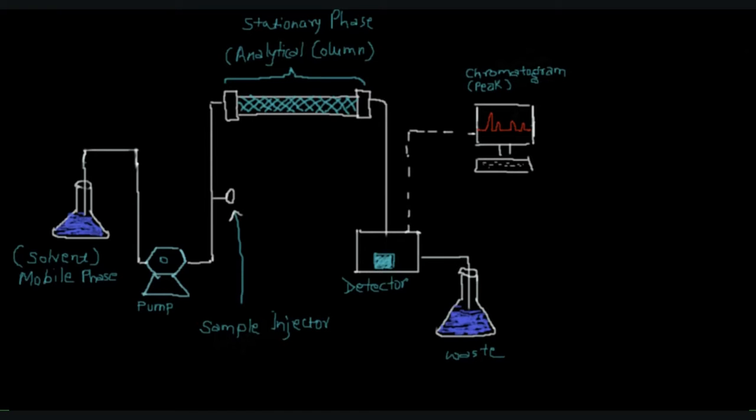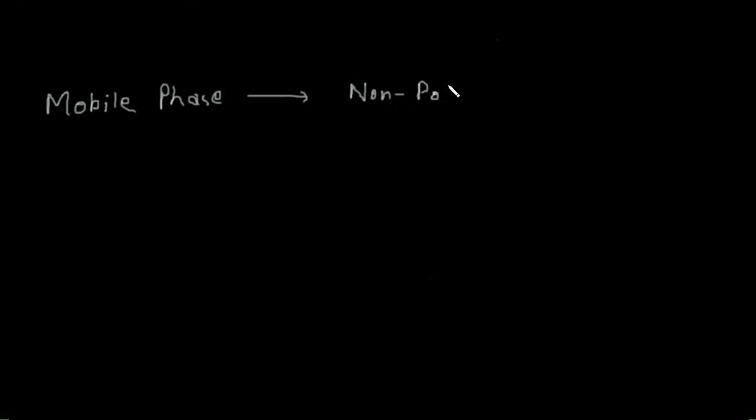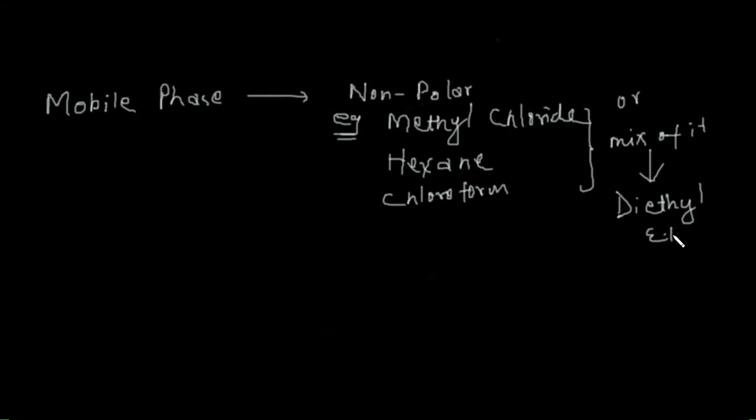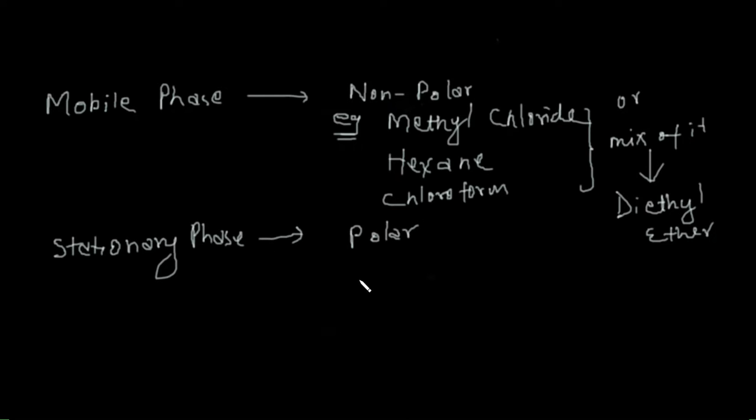Now, consider that our mobile phase is non-polar, such as methylene chloride, hexane, chloroform, or a mixture of these in diethyl ether. On the other hand, our stationary phase is made of polar packing material like silica. So, after injecting, the sample migrates with the mobile phase toward the column, or you can say the polar stationary phase. The polar components show more affinity or attraction toward the column and take much time to elute from it. Hence, the more polar a component is, the more time it takes to elute.